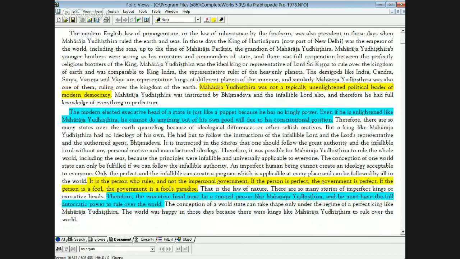In those days, the king of Hastinapur, now part of New Delhi, was the emperor of the world, including the seas, up to the time of Maharaj Parikshit, the grandson of Maharaj Yudhishthira. Maharaj Yudhishthira's younger brothers were acting as the ministers and commanders of the state, and there was full cooperation between the perfectly religious brothers of the king. Maharaj Yudhishthira was the ideal king or representative of Lord Krishna to rule over the kingdom of earth and was comparable to King Indra, the representative ruler of the heavenly planets.